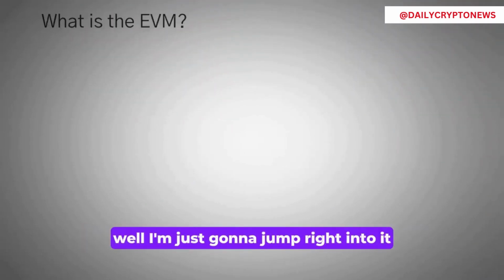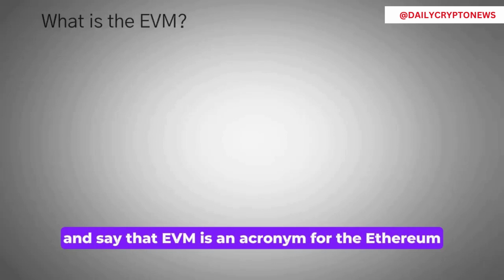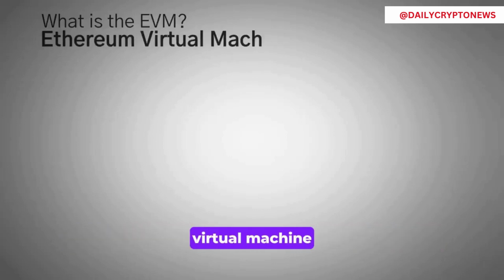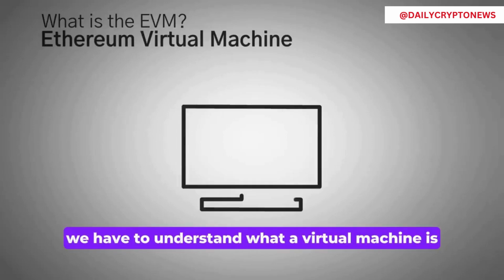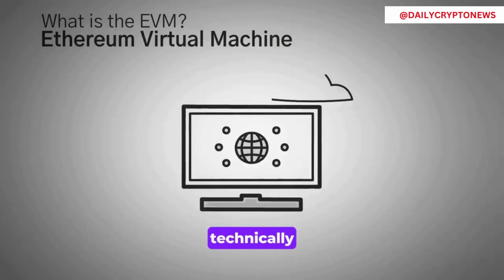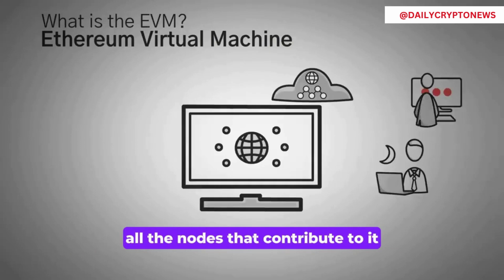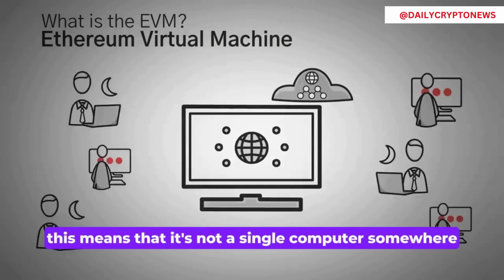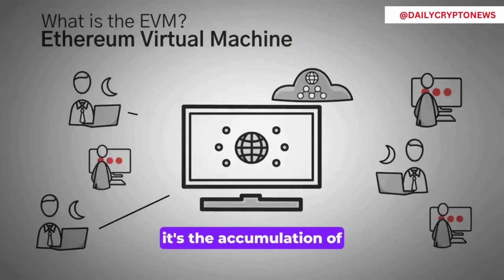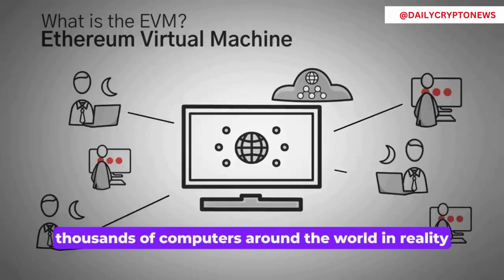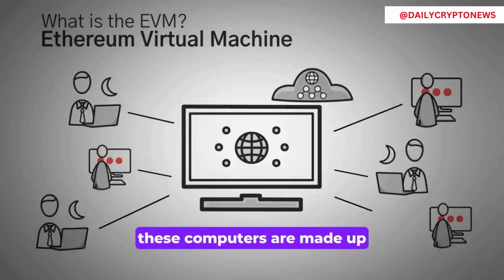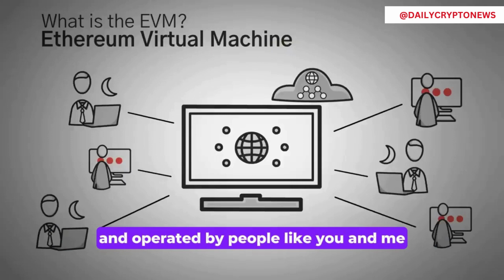Moving forward, what is the EVM? Well, I'm just going to jump right into it and say the EVM is an acronym for the Ethereum Virtual Machine. To completely understand this, we have to understand what a virtual machine is. Technically, the EVM is a cloud computer that is operated by all the nodes that contribute to it. This means that it's not a single computer somewhere. It's the accumulation of thousands of computers around the world. In reality, these computers are made up and operated by people like you and me.